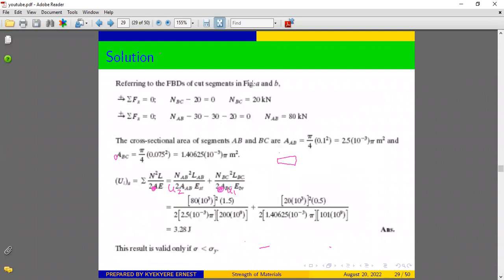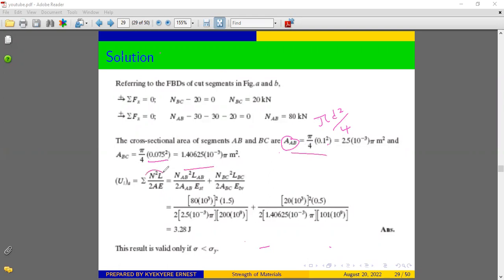I've already explained the first part. So we just calculate the area for the first section and the area for AB, and also the area for AB is pi r squared or pi d squared on 4. And we know that the diameter of the first portion is, we're told that diameter is 100 millimeters. So we change to meters, that will be 0.1 squared. And then the diameter for rod BC was 75 millimeters. So when you change to meters, you get that, and we get the area for AB and area for BC.